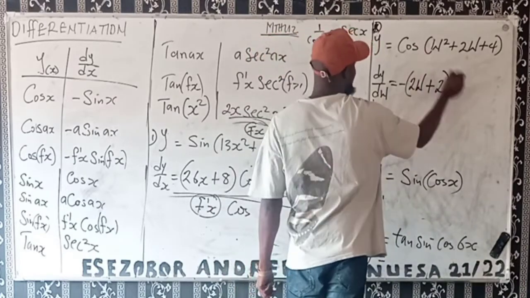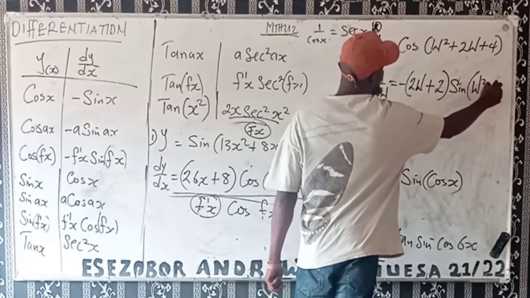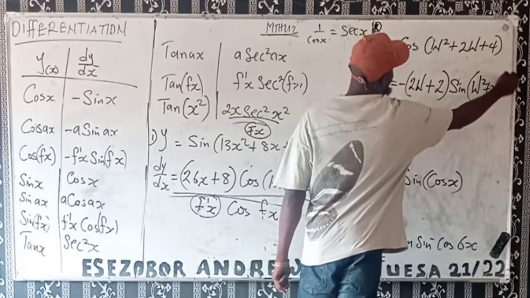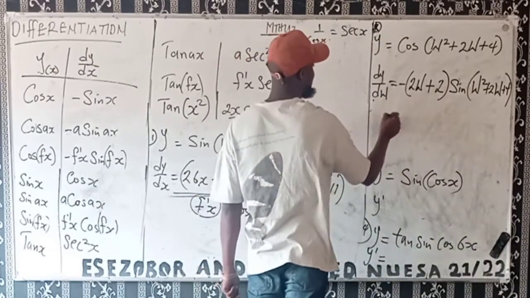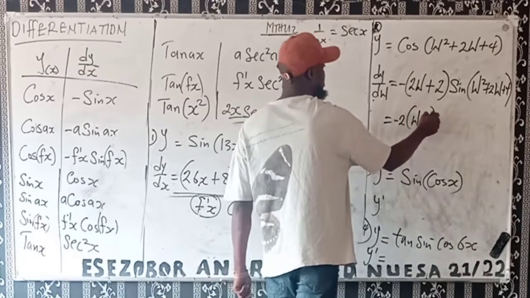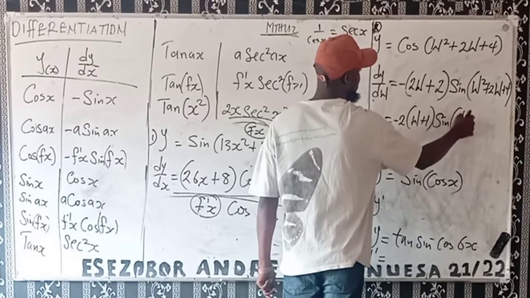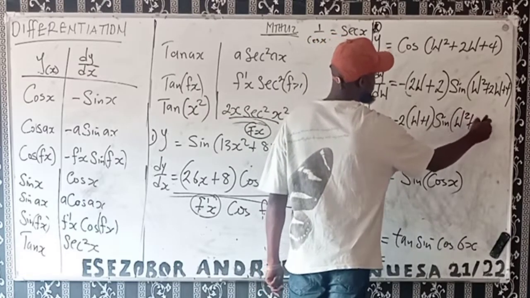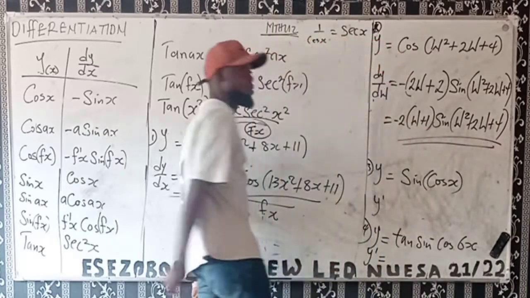Then the next one will be sine. Then you repeat the function back: w squared plus 2w plus 4. So this will become, or you can factor these two sets. You have minus 2w plus 1. Factor 2 out, and you have sine of w squared plus 2w plus 4. That's the answer.